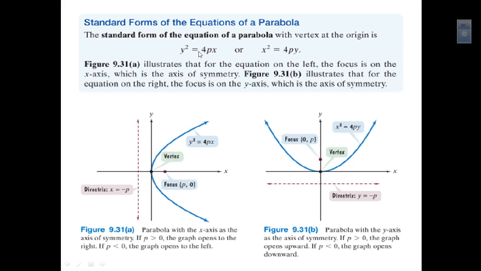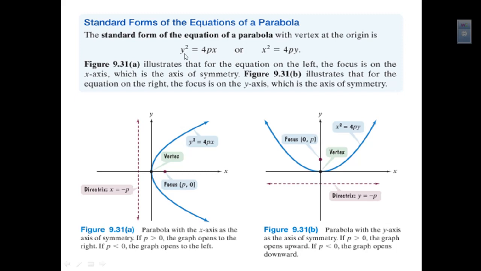Now, the standard forms of the equations of a parabola with vertex at the origin are y squared equals 4 times p times x, or x squared equals 4 times p times y. And this depends on which way it opens. If the y is squared, it's going to open side to side, either to the left or to the right. If the x is squared, it's either going to open up or open down. So whichever one is squared, it's going to open in the opposite direction.